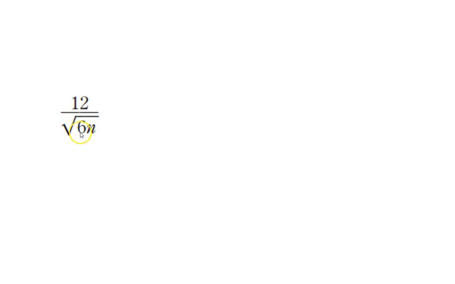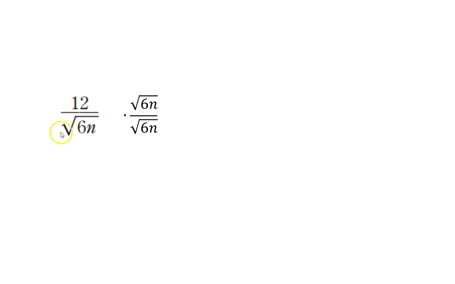And to eliminate this, what we're going to do is create or generate an equivalent fraction. To generate an equivalent fraction, what we need to do is take our existing fraction and multiply the numerator and denominator by the same thing. So if I want to get rid of the square root of 6n, then I'm going to multiply by the square root of 6n. And if I multiply the denominator by that, I have to take the numerator and multiply it by that too.